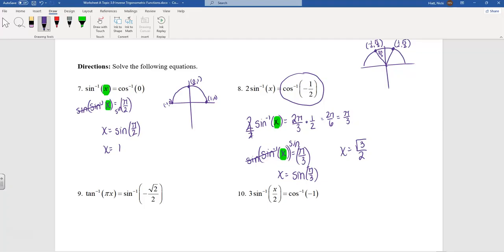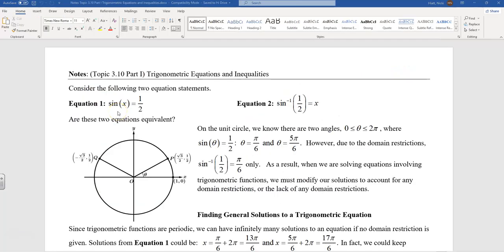Okay, we're going to do some more with equation stuff, so I want to move on so that we get the last little bit of things done here.